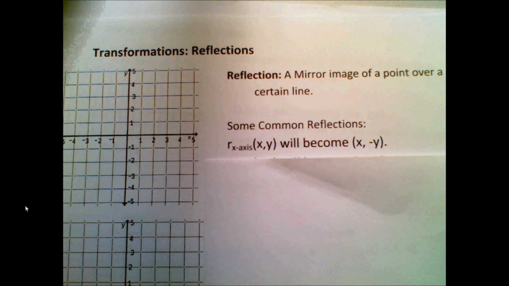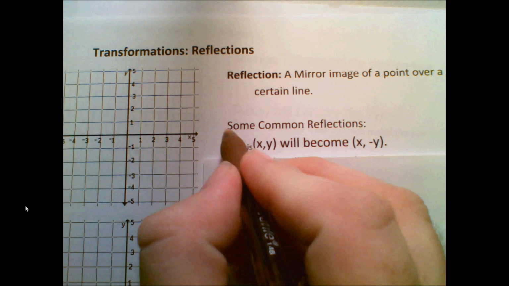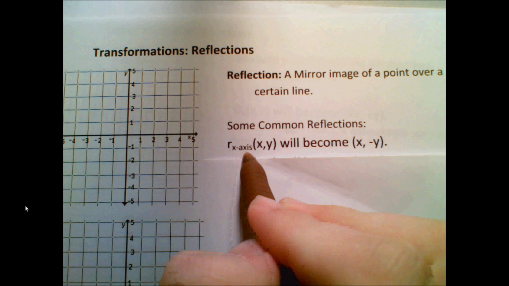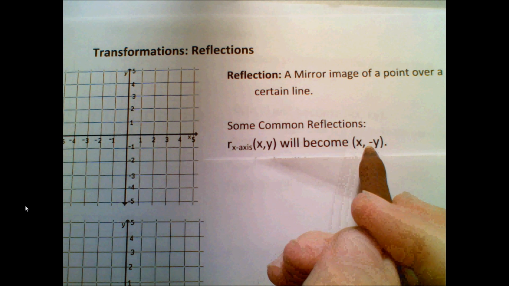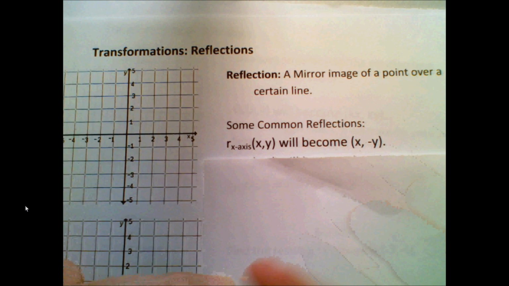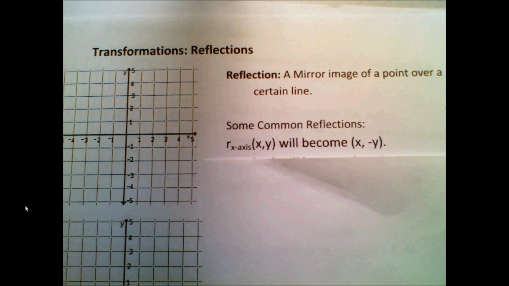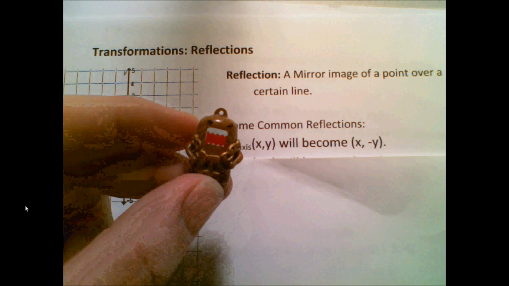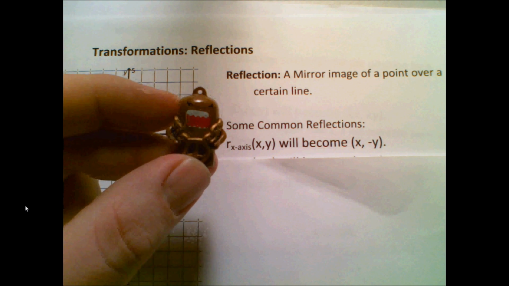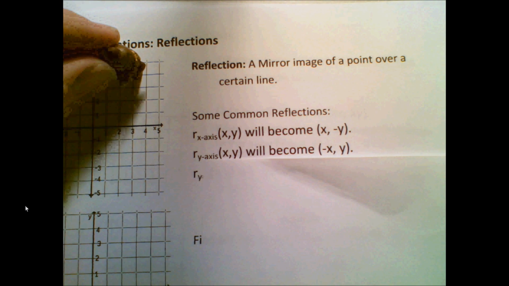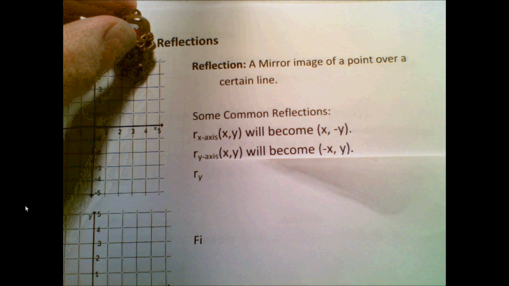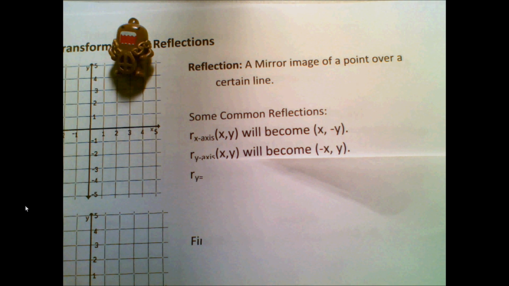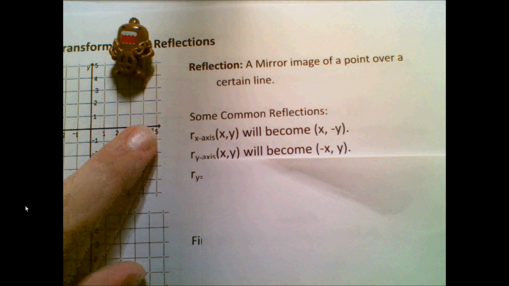So, some common reflections, the first one is little r, which means reflection. This is saying reflection over the x-axis. And when we take the point (x, y), it'll become (x, negative y). Now, the reason for that is, take a look. If I have this Domo, who says hi, yo, yo, yo, and let's say that he's hanging out over here. Okay? Now, basically, reflection over the x-axis means that we're talking about this line right here.